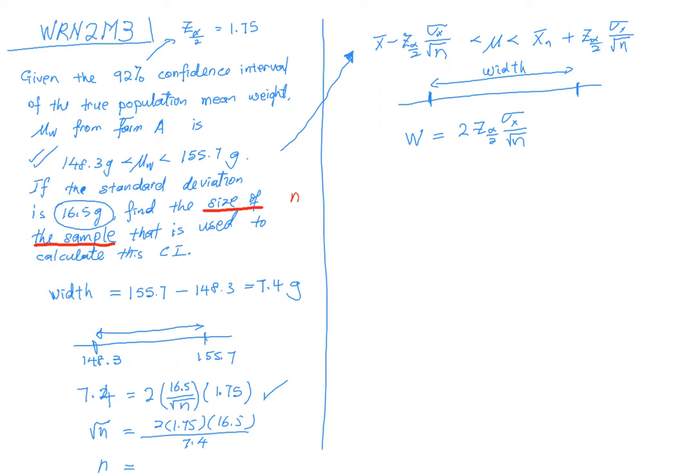Okay, have you got the answer? No. Is it 60? 60, yeah. Okay, let me count. 2 times 1.75 times 16.5 divided by 7.4. Then I square it. Yeah, do you get this? Okay.